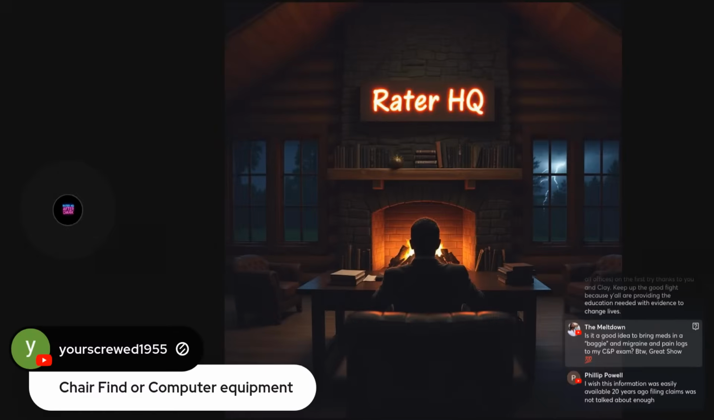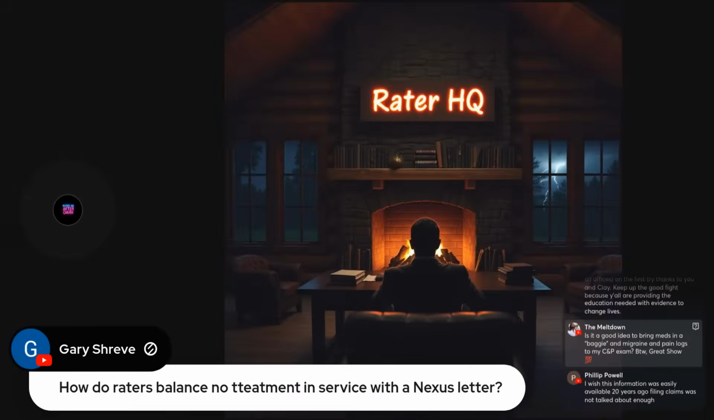Chair fund, computer equipment. Yes. Thank you. How to rate or balance, no.